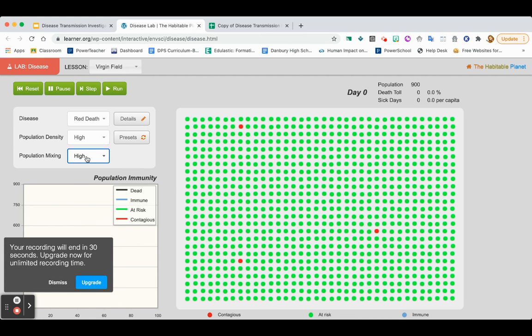So I would like you to make a prediction as to what you think the difference will be between high population mixing and low population mixing.